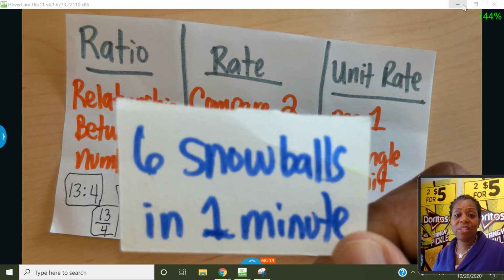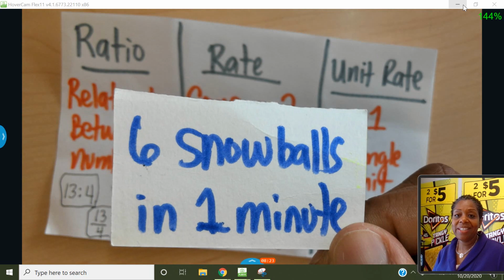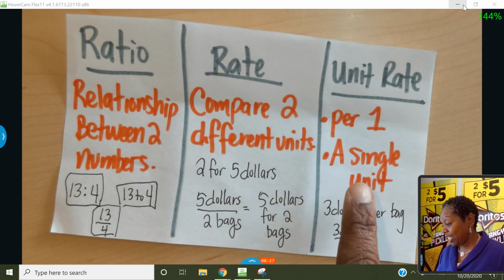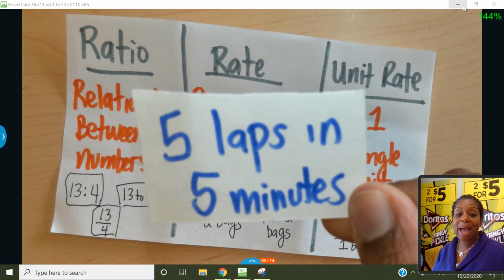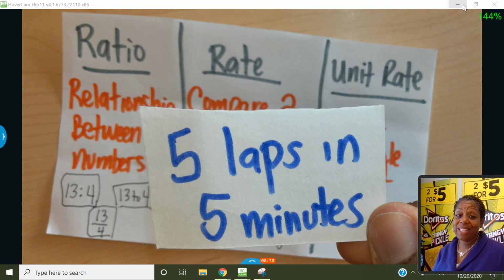6 snowballs in 1 minute. Is that a unit rate or is that a rate? It is a unit rate, right? Because of the 1 minute. 1 minute is per 1. It's a single unit. How about 5 laps in 5 minutes? Is that a rate or a unit rate? That's a rate.